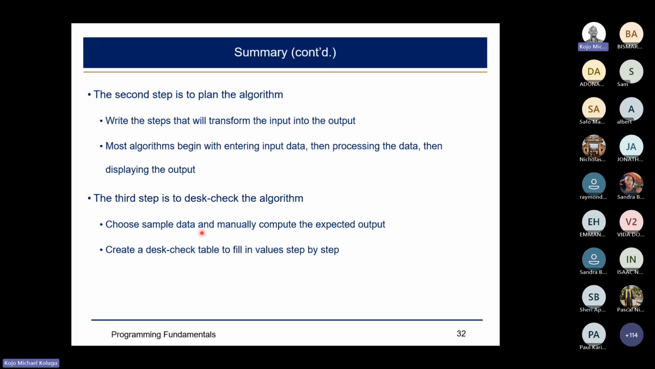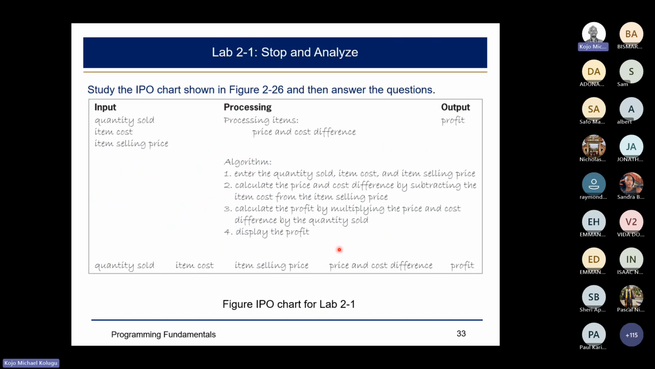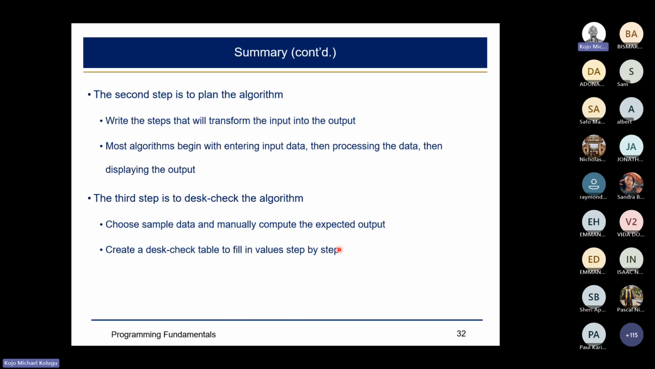You choose sample data, and then you manually compute the expected output using the algorithm that you've come up with. The next thing is you create a desk check table to fill in values step by step, as we did last week. Right, so this is the summary of what we did last week.